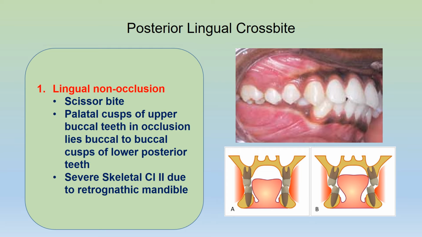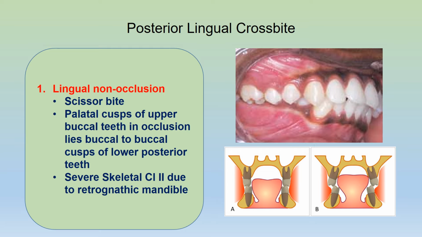Now the posterior lingual crossbite. Now when we say lingual crossbite, we are referring to the position of the lower teeth which is placed more lingually than normal in relationship to the upper. Now we get a situation called lingual non-occlusion, as we can see here. Now this is the reverse of the buccal non-occlusion.